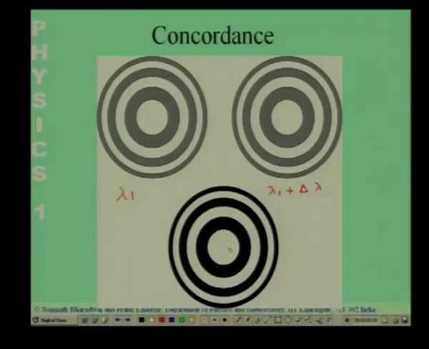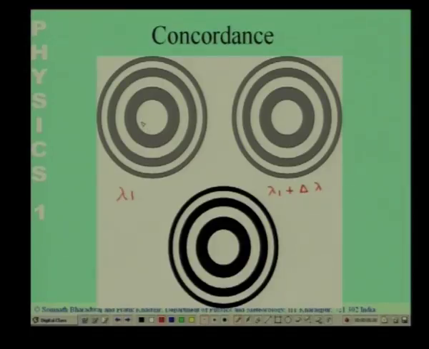So, the dark ring is going to be as dark as this one or this one, but for the brighter ring, the intensity is going to get doubled. So, the contrast between the dark fringe and the bright fringe is going to become twice, because you have now got two fringes. So, when you have concordance, the fringe pattern is very sharp in the sense that it is very distinct, the contrast in the fringe pattern is very high. So, this is what happens when you have concordance, when the fringe pattern of the two wavelengths coincide.